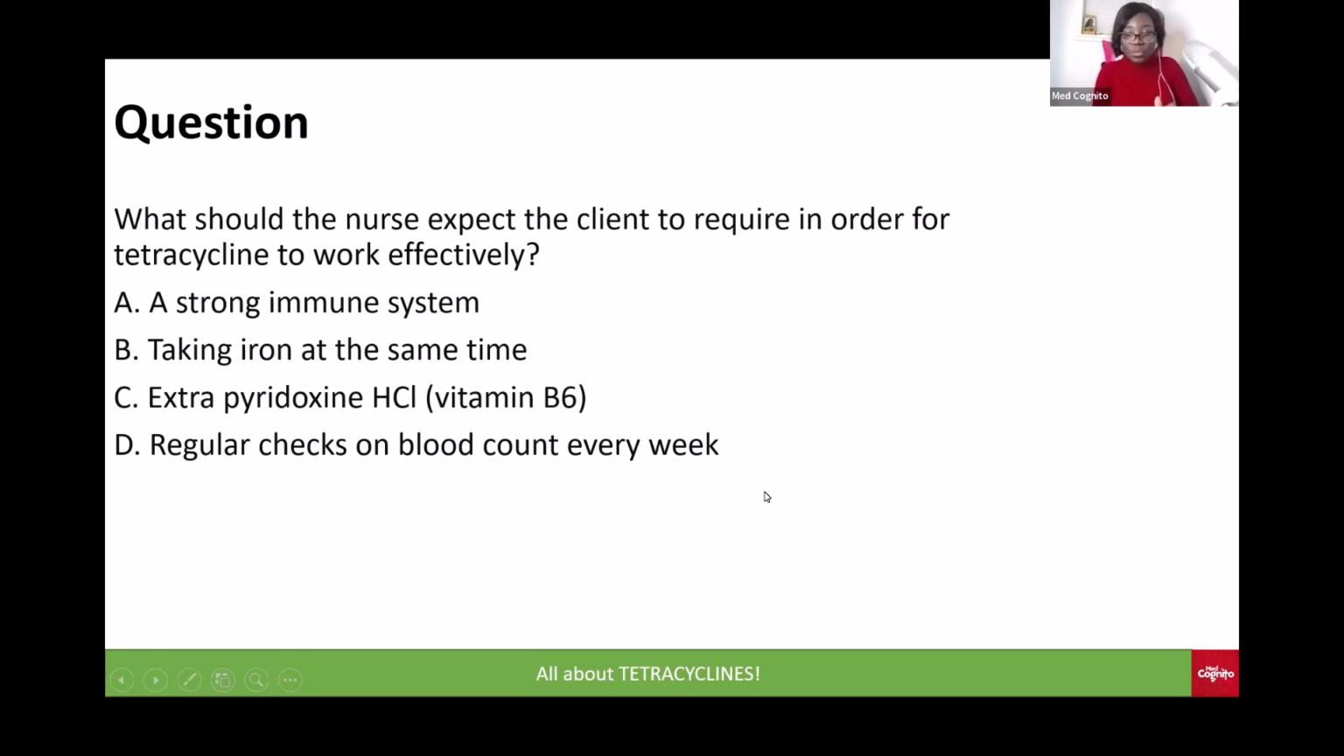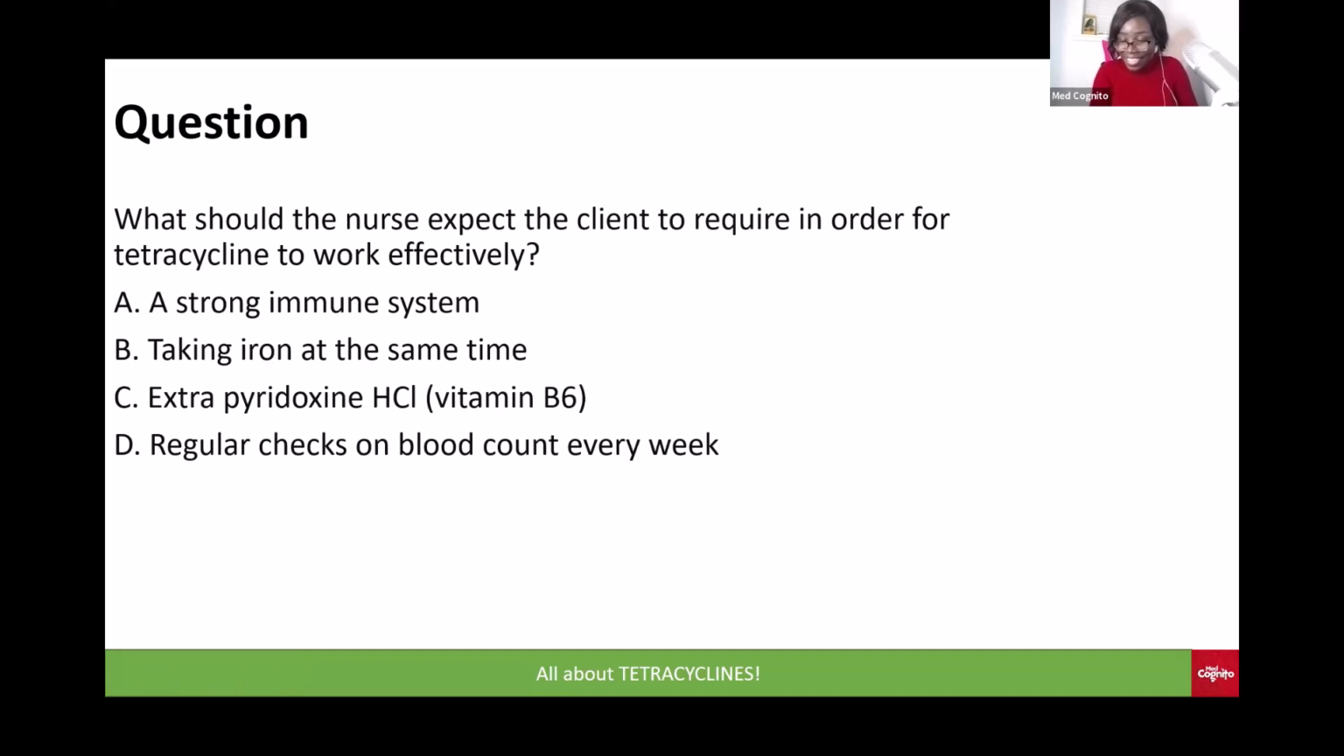Great. Thank you so much for helping us out with the question. So what will be the answer? What's the answer? Do I have any answer in the chat box? We have D, complete, regular checks on blood count every week. No, no, no. We've got D again by Velen.